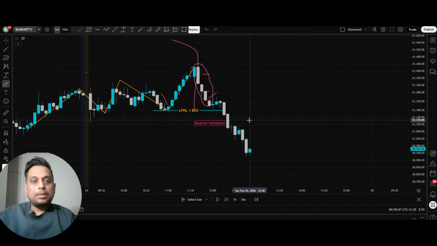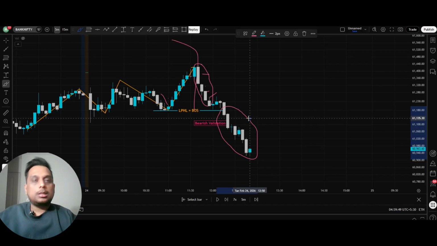Now remember, when this happens, we are not going to chase this displacement. This might look like we have missed a move, but trust me, we are not missing any move. Our move will come at the retest. That is where we are going to make money.